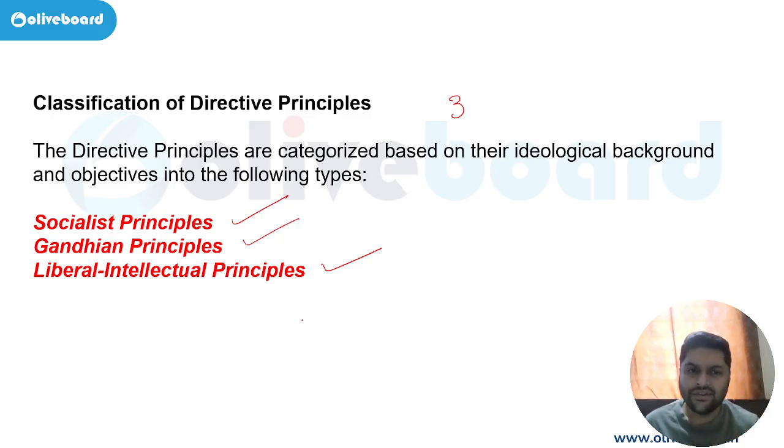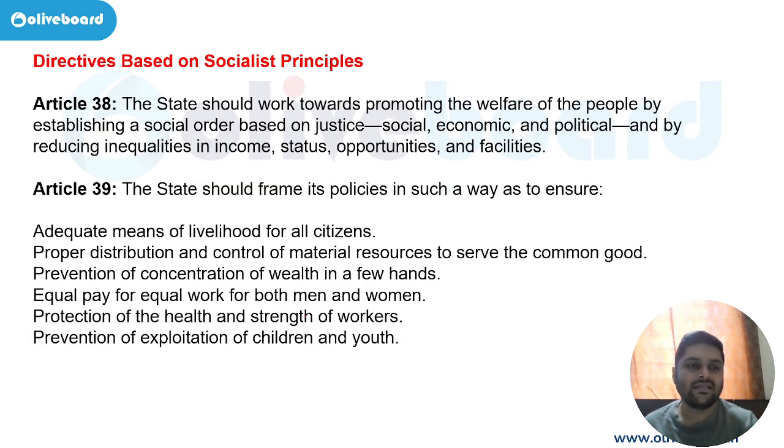Now you can ask me, sir, in the constitution, is it written like socialist principles, Gandhian principles? No. The constitution doesn't distinguish between these three specifically. We have divided them based on ideological background for our convenience. It is not divided in the constitution. Okay. Let us start with socialist principles.